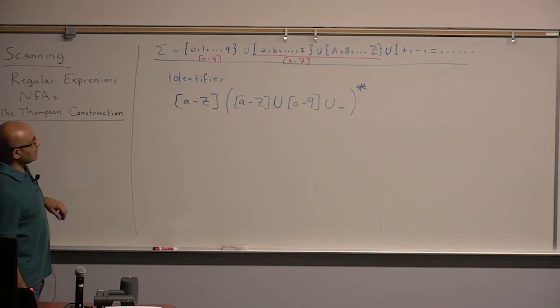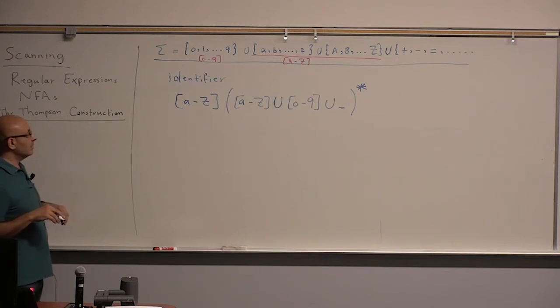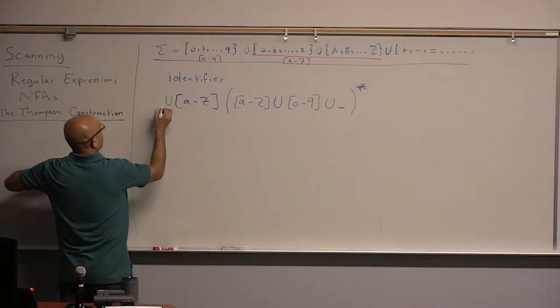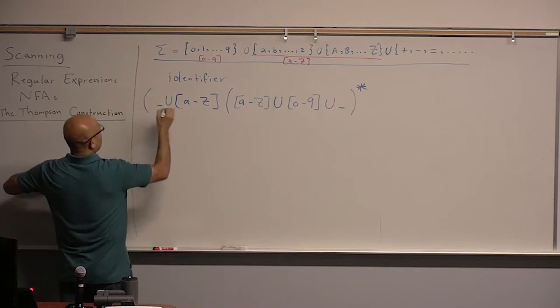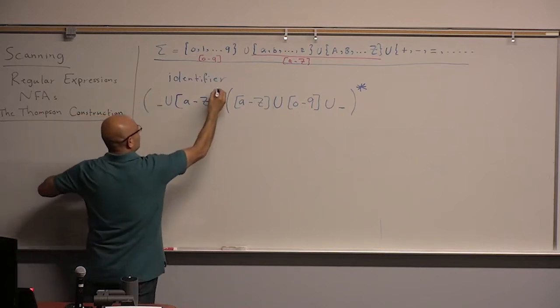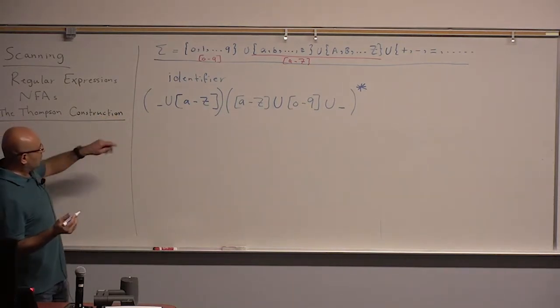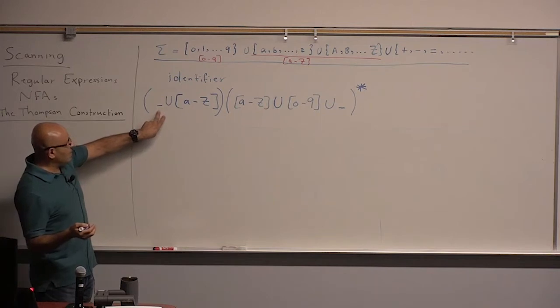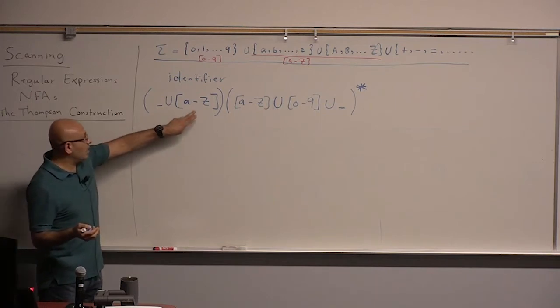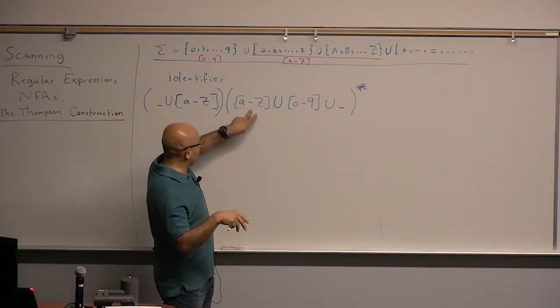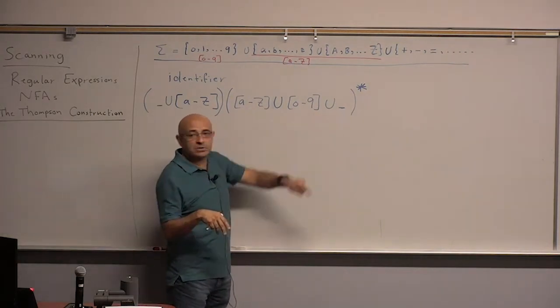Okay? Well, in fact, in C and C++, you can start with an underscore too. So if you want to do this, you should add the underscore. But it doesn't matter. Again, we're not discussing what should be allowed and what shouldn't. We're just implementing the specs that we are given. But here we are allowing an identifier to start with an underscore or a letter. Then after that, we can have as many letters, numbers, or underscores as we want.